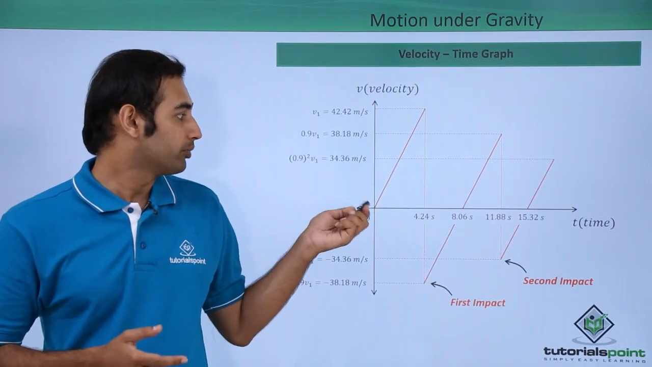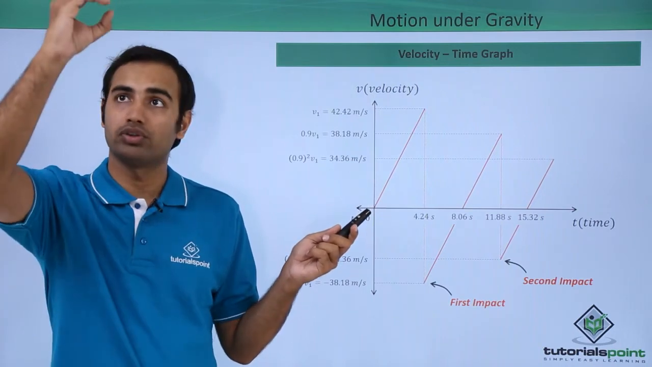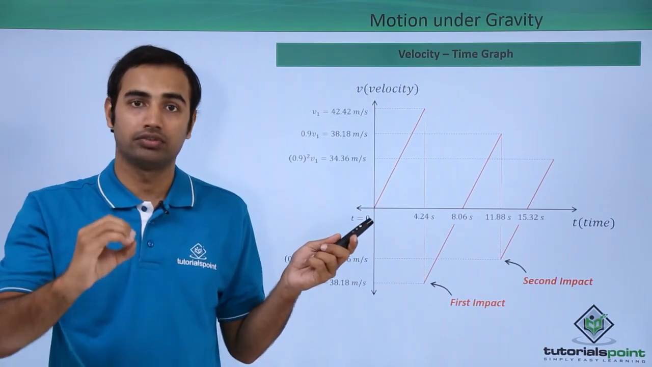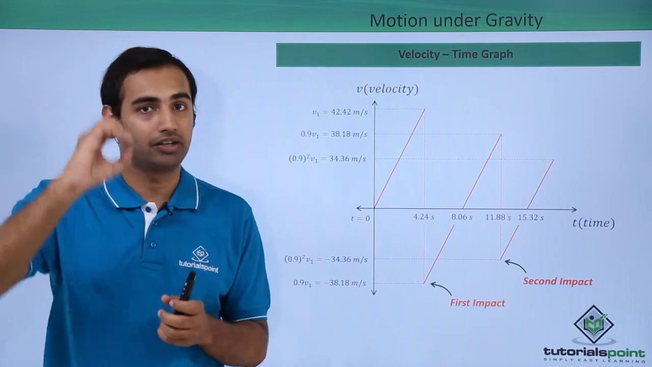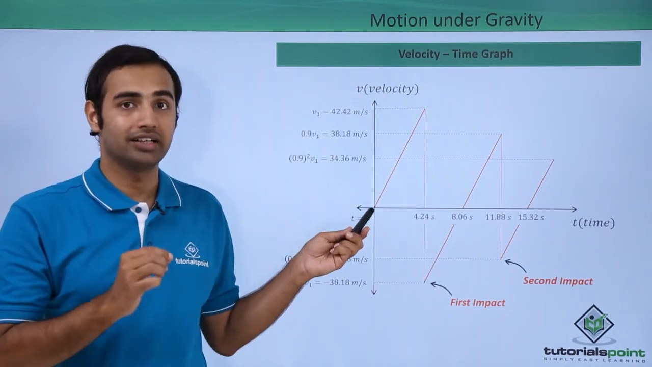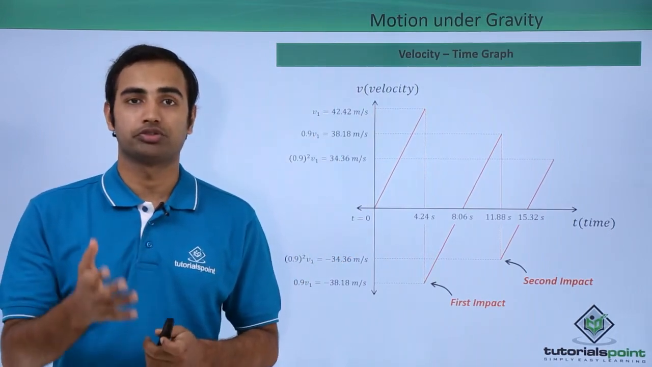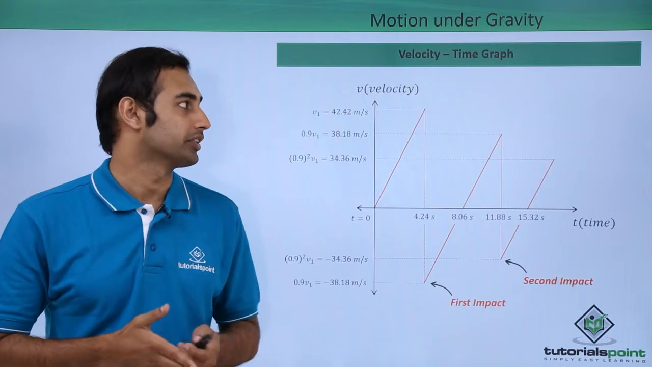Now from here we can say that for the first 4.24 seconds, the ball was coming and about to hit the floor for the first time. There was a time taken for the first impact, you remember the result. And the velocity attained before the first impact was 42.42 meters per second, which is also 30√2 meters per second.